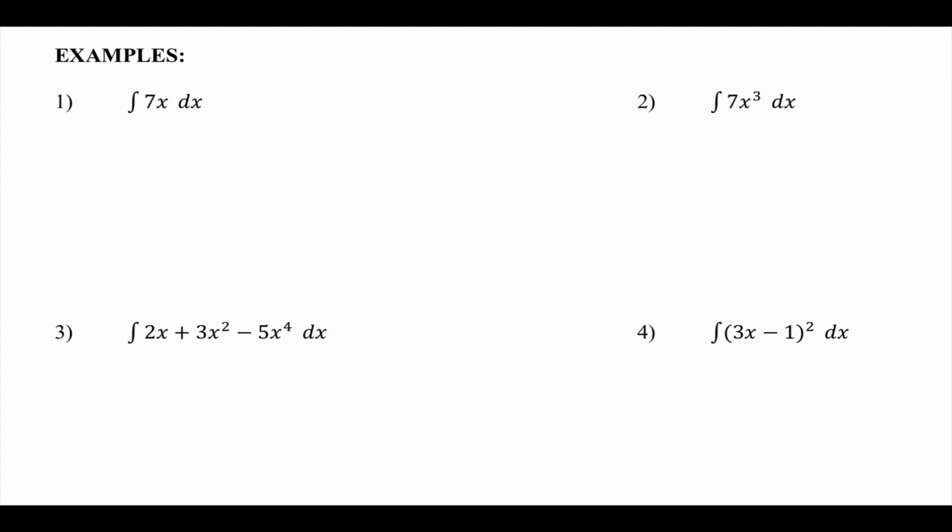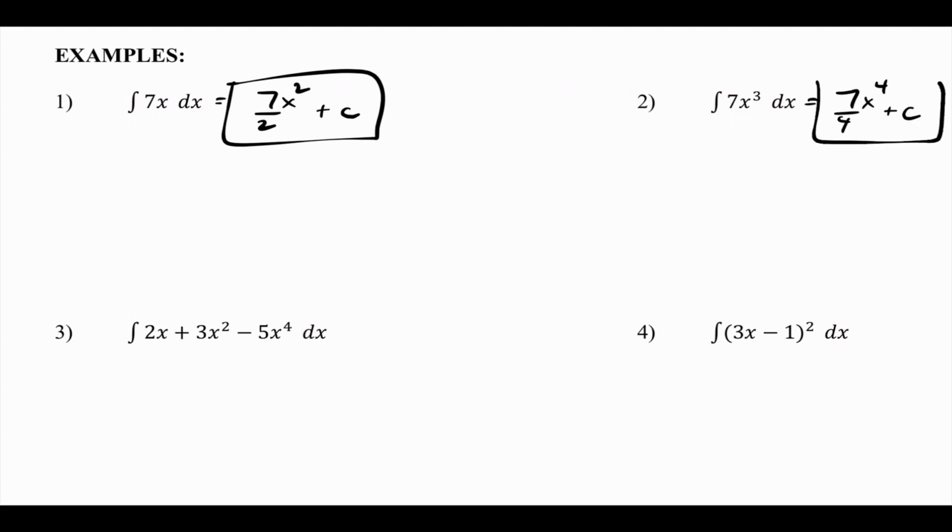Your focus is just this part here. Okay, the antiderivative of 7x. So we give it a power, divide by that new power, plus c. Add a power, divide by that new power, plus c.